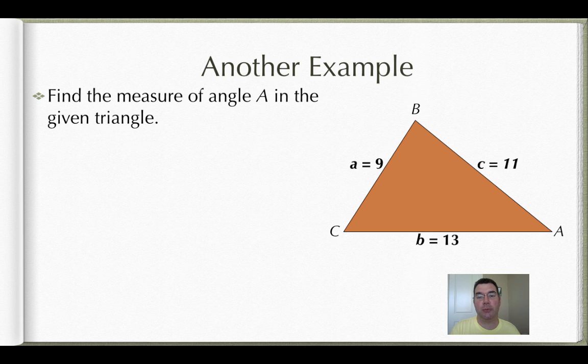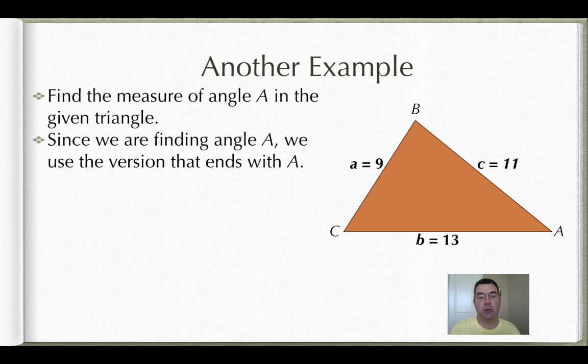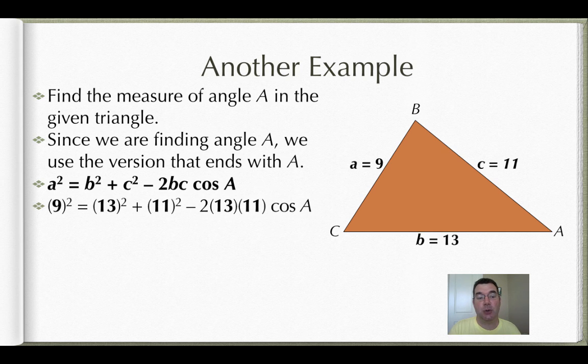Here's another example. Here's where I have all three sides but none of the angles, and I'm asked to figure out angle A. Since I'm finding angle A, I need to use the version of the cosine rule that has angle A in it. Namely, a squared equals b squared plus c squared minus 2 times b times c times the cosine of angle A. So 9 squared would equal 13 squared plus 11 squared minus 2 times 13 times 11 times the cosine of angle A.